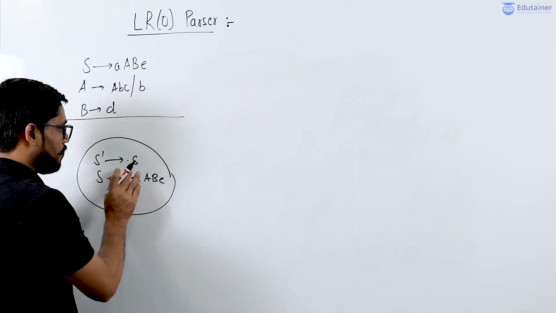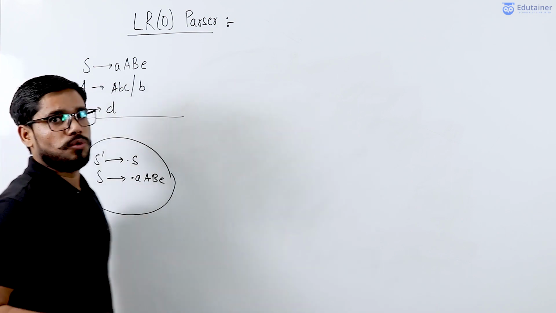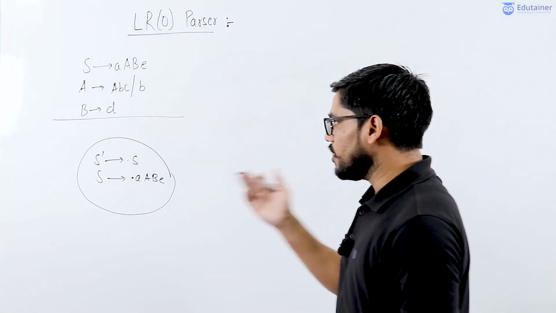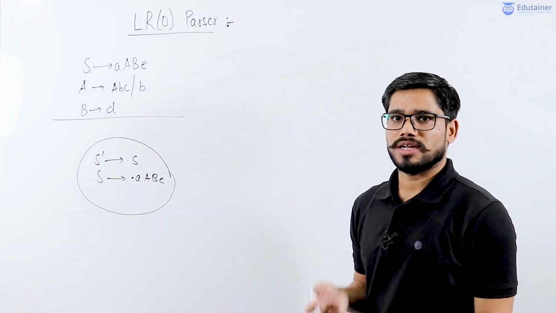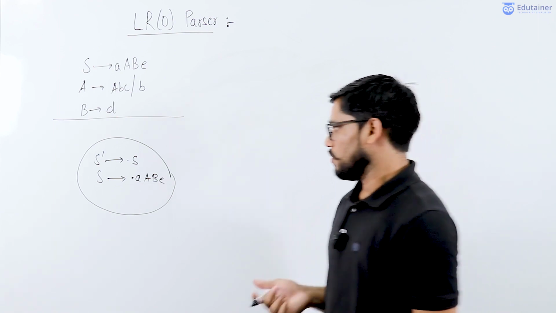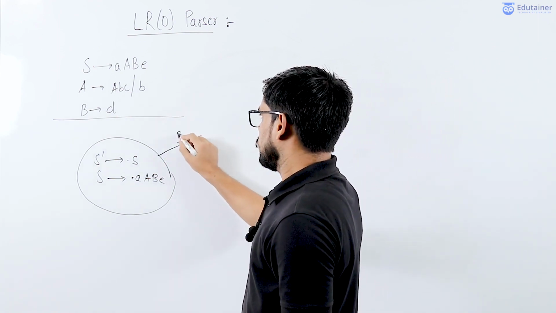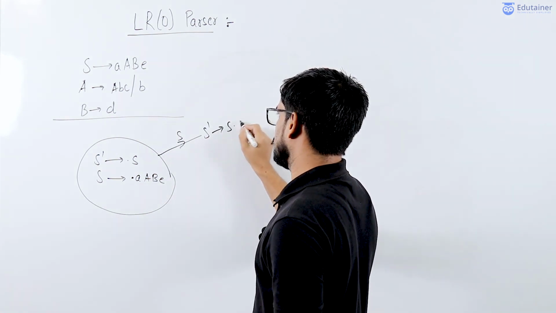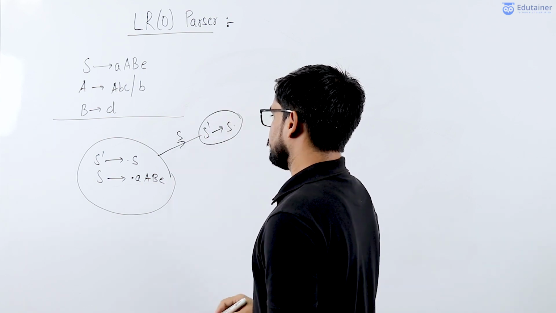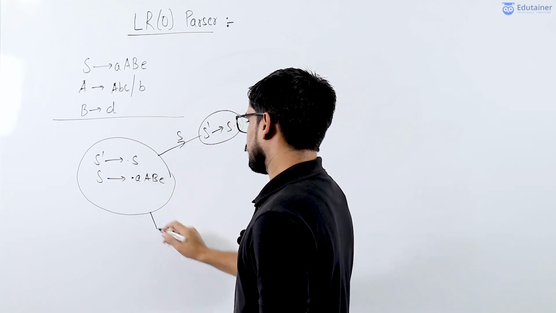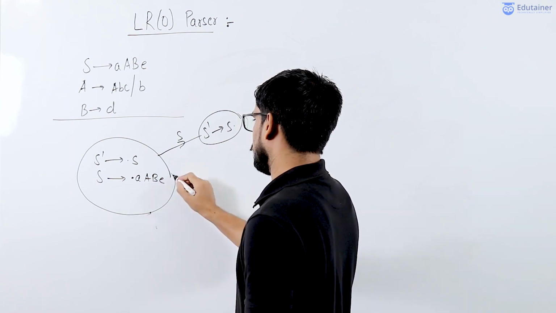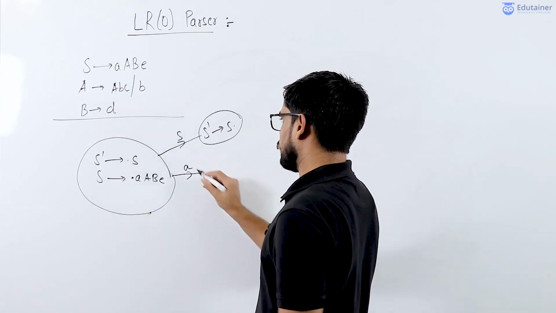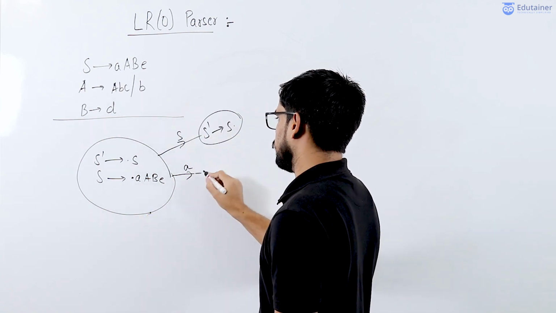Okay, and for every variable we take a transition, and this transition is called a goto transition. And for every terminal we take a transition which is called a shift transition. So for S I will take a transition S' derives S dot. For small a, I will take a shift move. This is called goto move and this is called shift move.